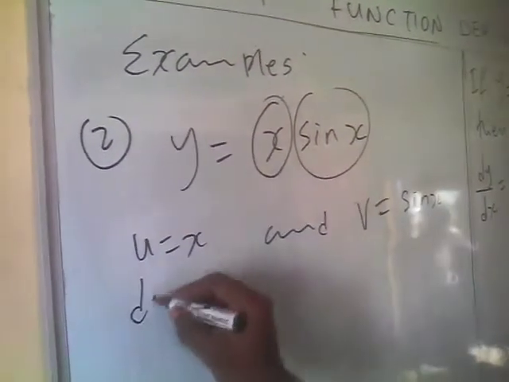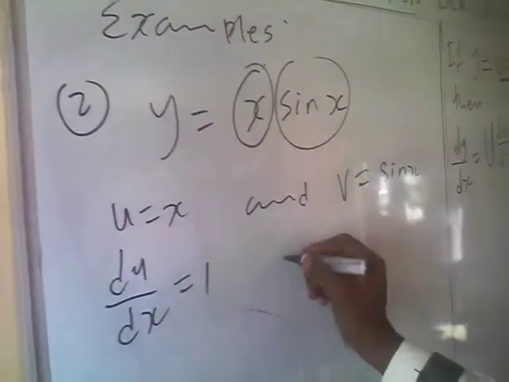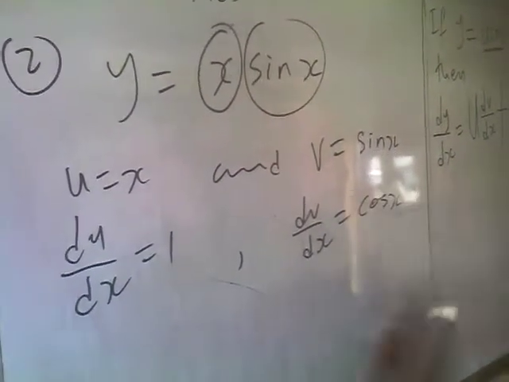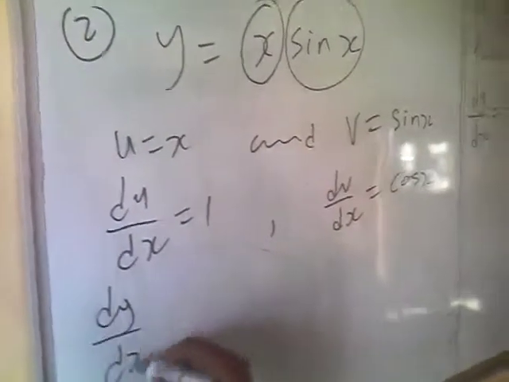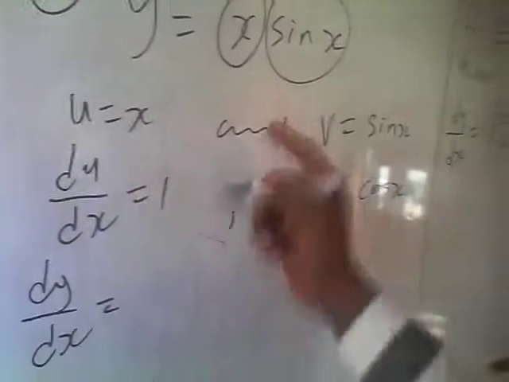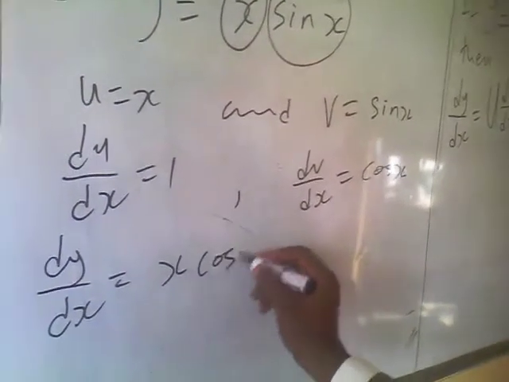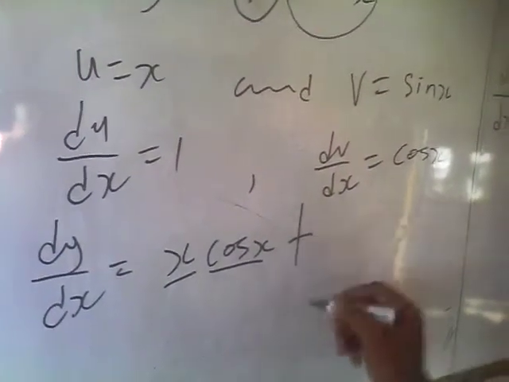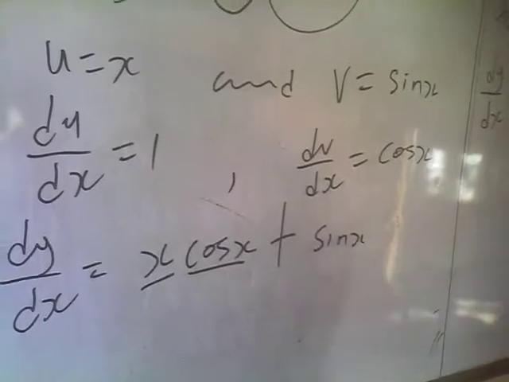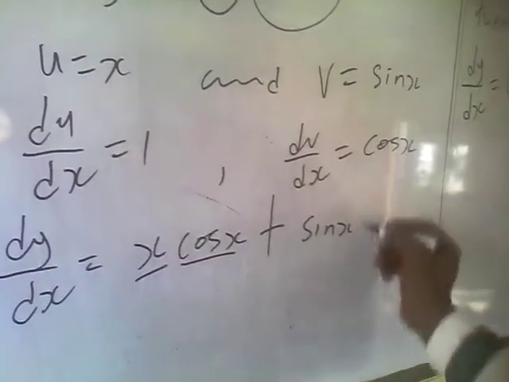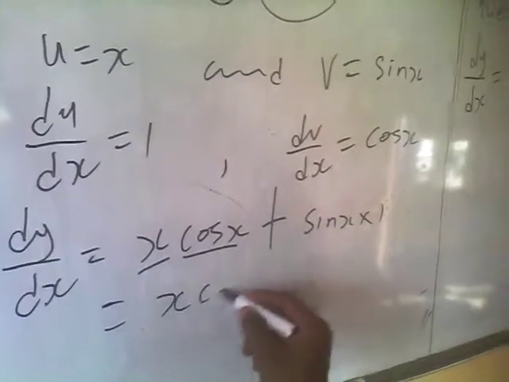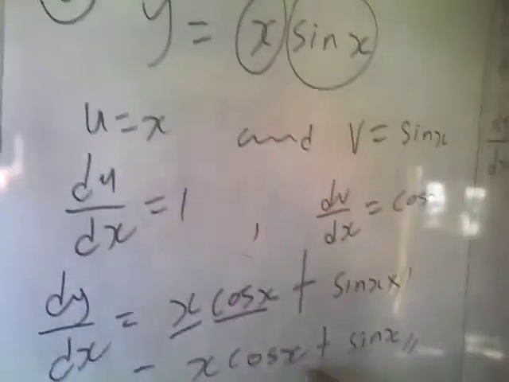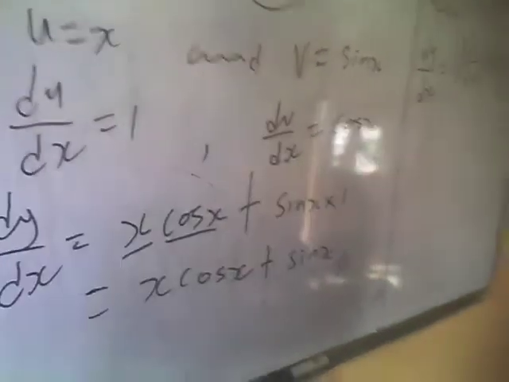Now from there, du/dx is going to be 1, and dv/dx, the derivative of sine x, is cos x. Automatically, our dy/dx will be u dv/dx, that's x cos x, because cos x is the dv/dx and this is our u, then plus v, which is sine x, times du/dx, but du/dx is 1, times 1. So we have x cos x plus sine x. So the derivative of x sine x is x cos x plus sine x.